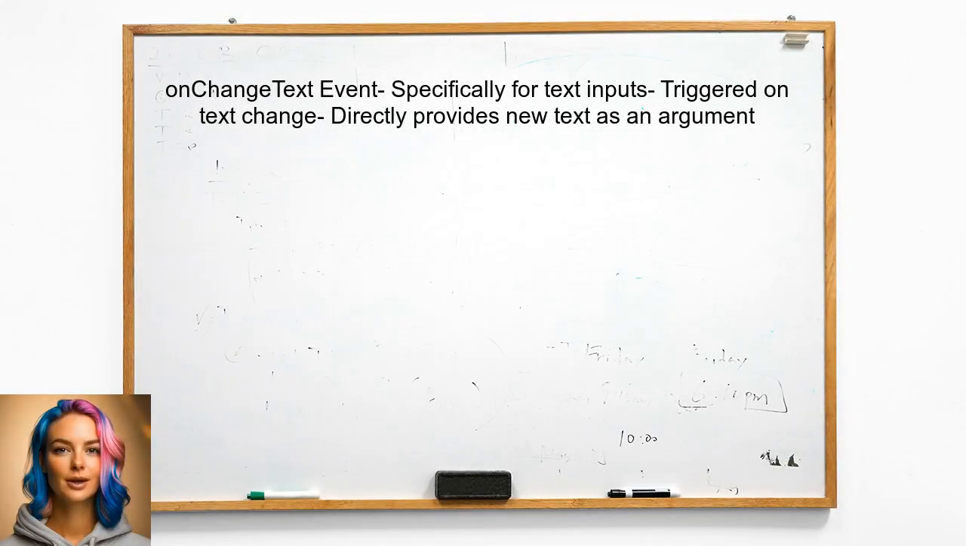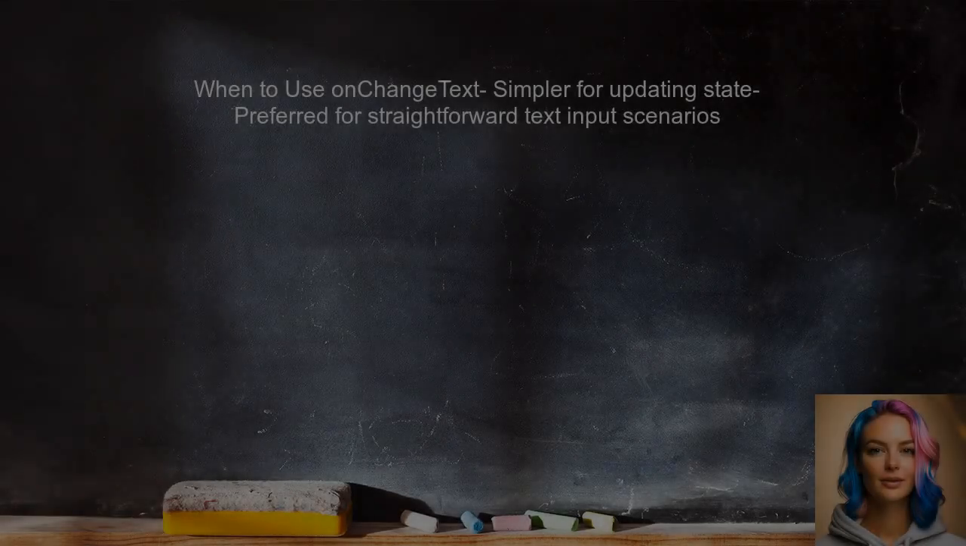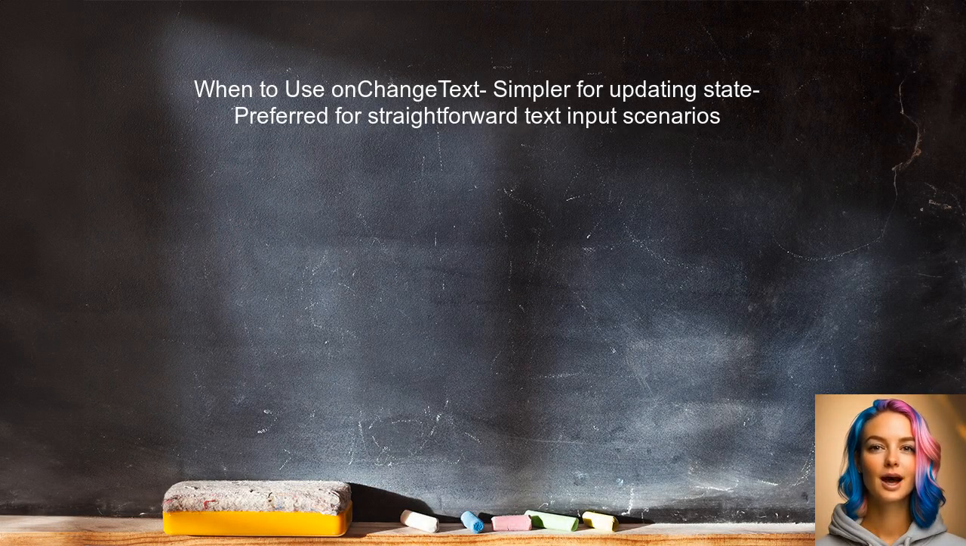Now let's discuss onChangeText. This event is specifically designed for text inputs and is triggered whenever the text changes. It directly provides the new text as an argument in the callback. Using onChangeText is often simpler when the user only needs to update the state with the new text. This makes it a preferred choice for straightforward text input scenarios.